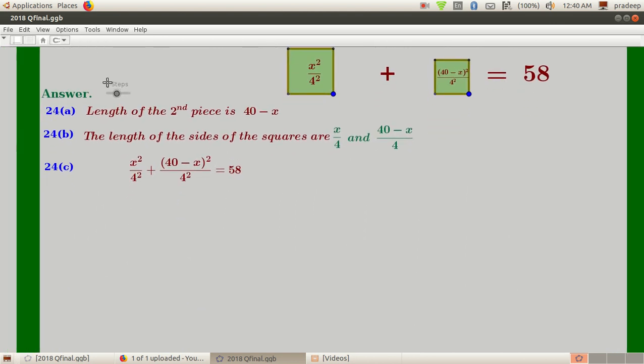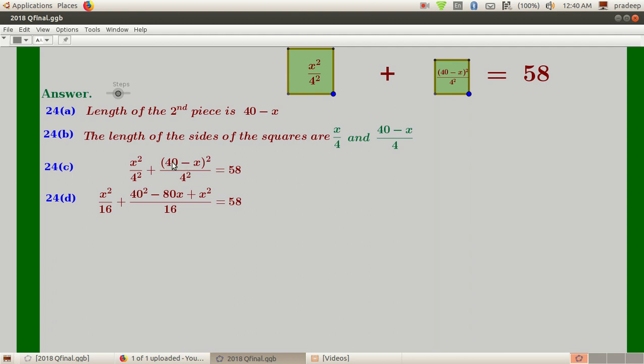Let's move down. In order to answer the last question, we have to find out the lengths of the ropes. We have to solve for x. Here the denominator is 16, so x square by 16, and if we expand 40 minus x whole square, which is in the form a minus b whole square, that is a square minus 2ab plus b square.